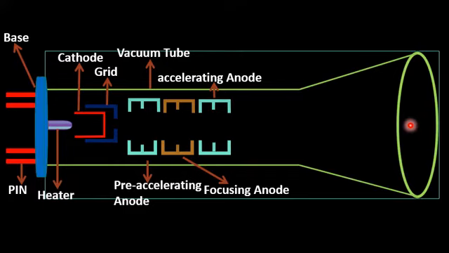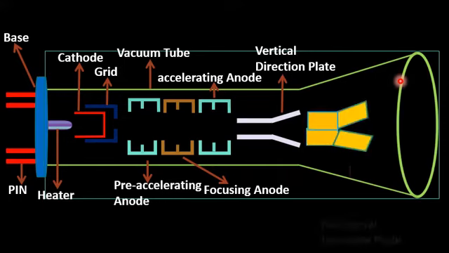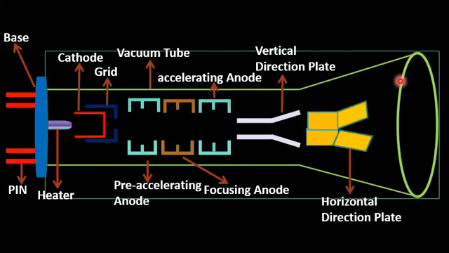Now the question here is how the electrons which are focused from the anode, from the grid and from the combination of anodes, may fall onto different parts of the phosphorescent screen. Dear student, this is done by using directional plates, vertical directional plates or horizontal directional plates.